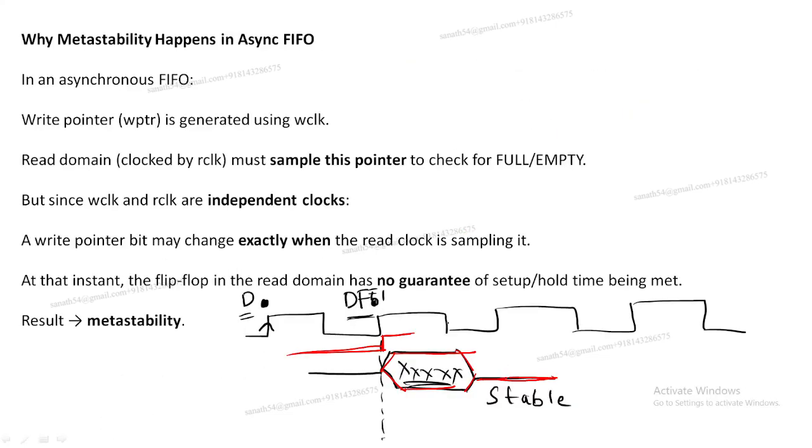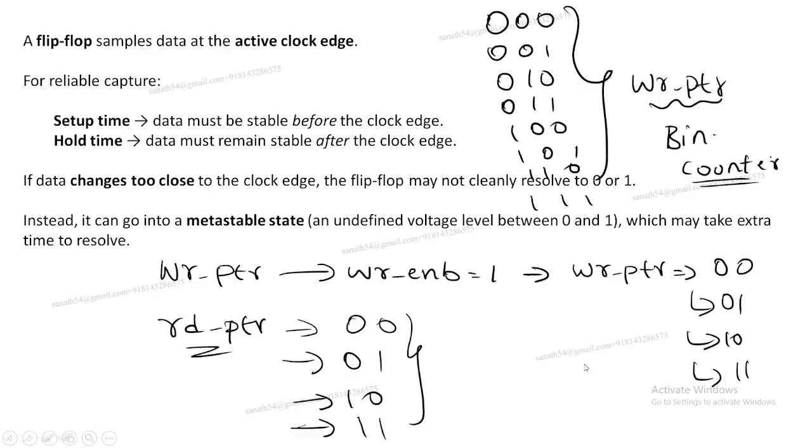About metastability, I told you it will go into an unknown state. And why are we using a binary gray code pointer? Basically, when it is doing the write pointer operation, every time it will be incremented. If it is 2-bit, it will be incremented 00, 01, 10, 11, and if the write pointer is 3-bit, it will be incremented like this. For this you are using a binary counter. For the read pointer also, for every read operation it should increment.